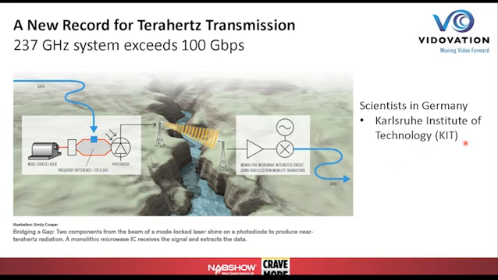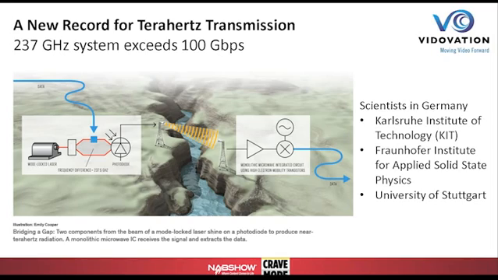Here you can see the German institutions. We have the KIT, the Karlsruhe Institute of Technology, the Fraunhofer Institute of Applied Solid State Physics, and the University of Stuttgart. They successfully modulated some radios to operate 100 gigabits per second on a 237 gigahertz system. They actually modulated a laser on a photodiode to produce a near terahertz radiation. So it's a combination of lasers and photodetectors as the emitter or the exciter for this high frequency transmission.